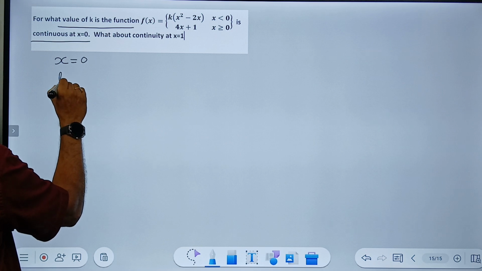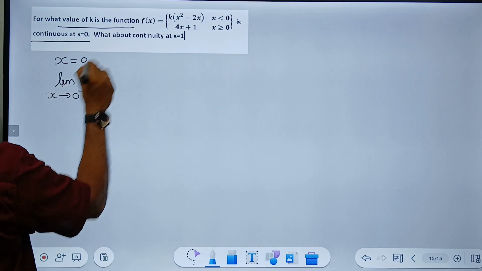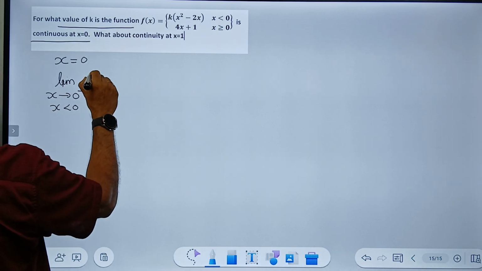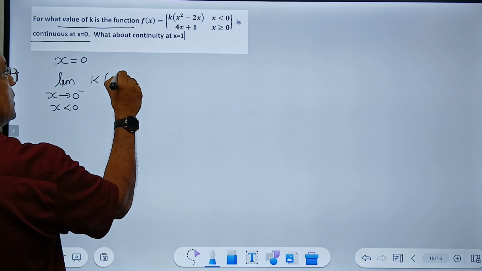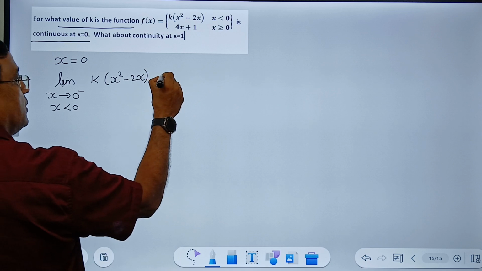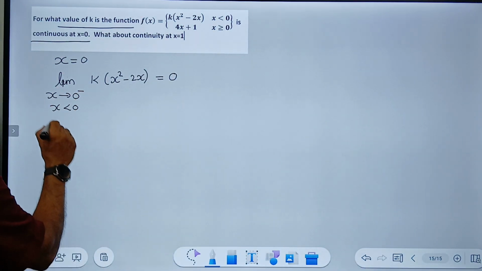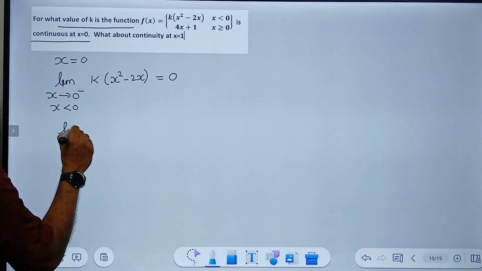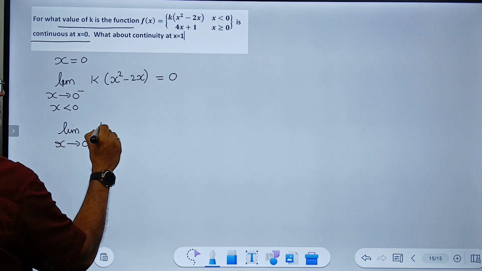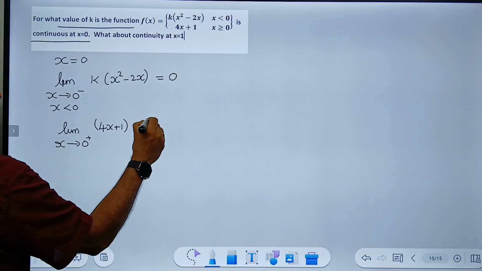Left hand limit. Limit x approaches 0 minus. What is 0 minus? x is less than 0. Less than 0 means it is k into x square minus 2x. So when I put x equal to 0, I get 0. So my left hand limit is 0. Now go to the right hand limit. What is right hand limit? Limit x approaches 0 plus. What is 0 plus? 0 plus is 4x plus 1. So when I put x as 0, I get 1.